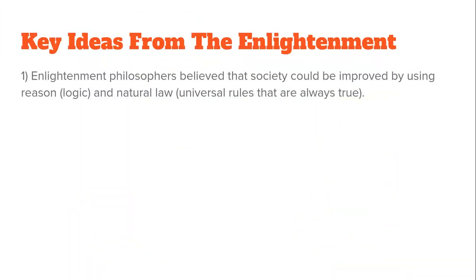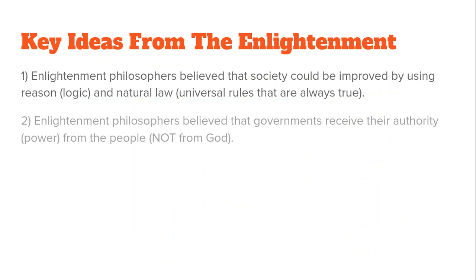Number one is that Enlightenment philosophers believed that we could improve society by using reason, logic, and natural laws. So again, natural laws are just essentially universal rules that are always true and constant in society, in the heavens, if you will, and that's directly influenced by the thinking of the scientific revolution. So again, there's one connection that you can make.